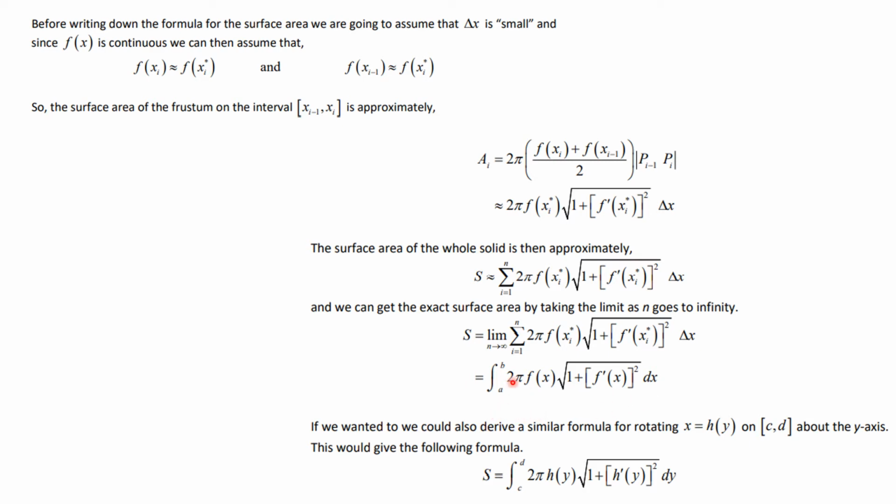So this is the integral from a to b, 2 pi, this is f of x, and this is the square root of 1 plus y prime of x, whole squared, the square root of all that, dx. And if we did the same thing for x equal h of y on an interval c to d about the y-axis, we will get that s is equal to the definite integral from c to d, 2 pi h of y, square root of 1 plus h prime of y whole squared, dy. So make sure you understand the concept and where these formulas come from.